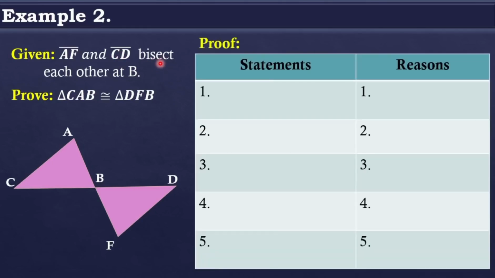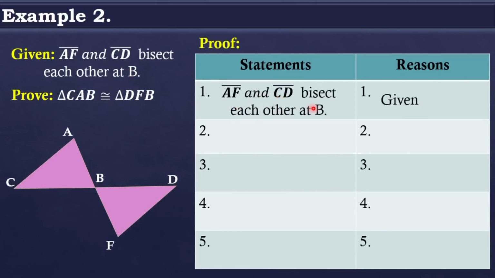Okay? So, let's have the proof. Dito po, ang sabi dito bisect. So, nag-bisect sila dito sa B. Ibig sabihin, si AF mo, hinati niya into 2 congruent segments. Si CD mo, hinati niya rin into 2 congruent segments. Yun po ang given natin. So, lagay natin: segment AF and segment CD bisect each other at B. Ibig sabihin, that is our given. Now, since bisect nga po, ang trabaho niyan, hinahati niya.